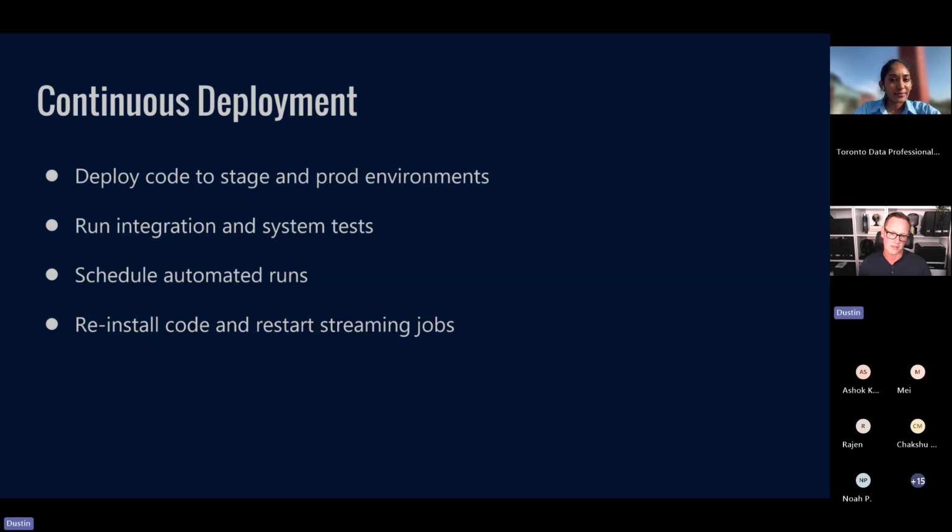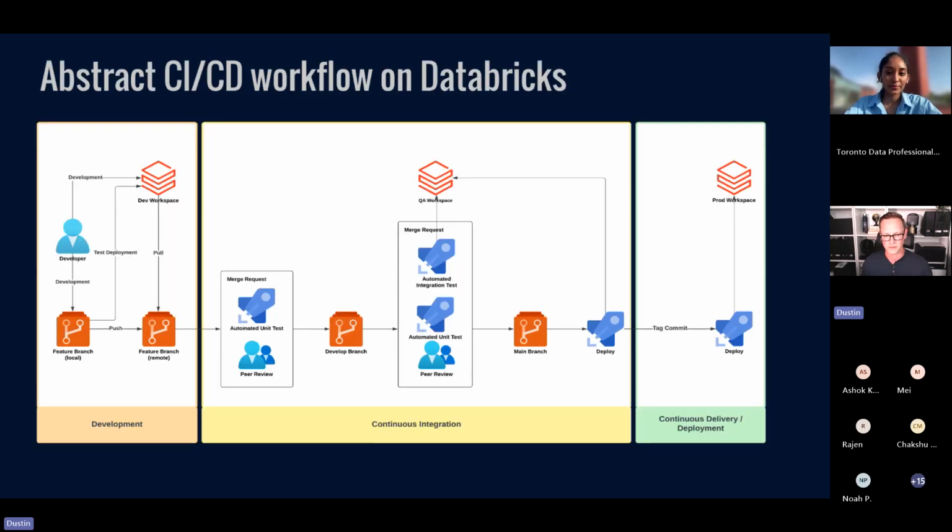We want to schedule automated runs, and we want to be able to reinstall the code and restart any streaming jobs. That's kind of a final step, especially in data workloads where you have these jobs that might run for a really long time. You need to think about what happens with those when you deploy the latest and greatest version of code to production. So borrowing a slide from the team at Databricks that's put together a great workshop about this.